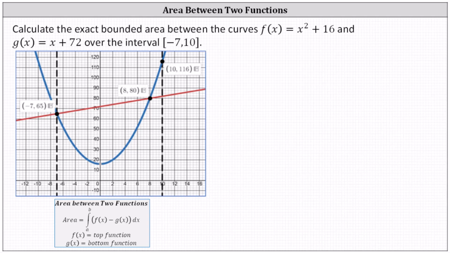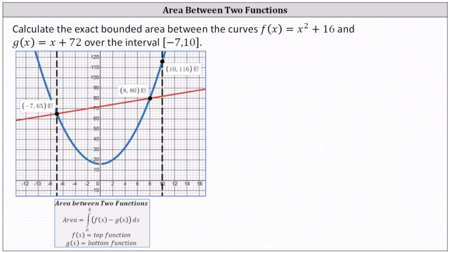Because if we look at our notes below, to determine the area bounded between two functions, the integrand function is f of x minus g of x, where f of x must be the top function and g of x must be the bottom function. And the limits of integration are normally determined by the points of intersection of the two functions. But in this case, we're given a specific interval, the closed interval from -7 to +10.